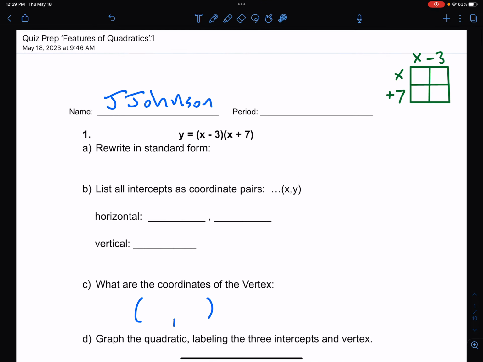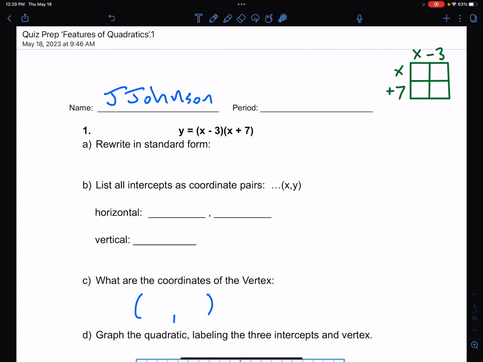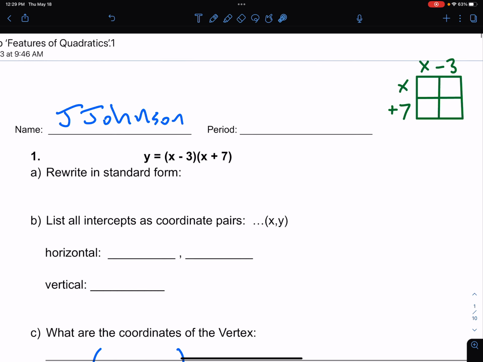Standard form, what they've given us here is a quadratic in factored form, right? We see these parentheses. This is factored. And this factored form is going to be really helpful for us to find our horizontal intercept. But they want us to rewrite it down here in standard form, which is useful to find this vertical intercept right here. So let's multiply these together, okay?